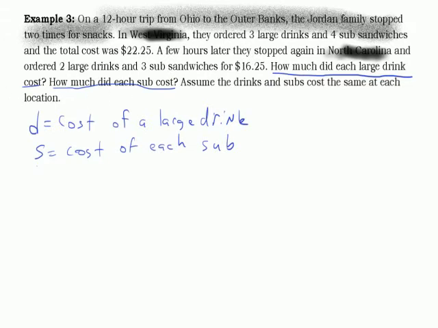What you want to focus on is what played a role in this first stop, what played a role in this second stop, and what these things mean. So at the first stop, they ordered 3 large drinks, they ordered 4 sub sandwiches, and they cost $22.25. Each drink costs, well, I don't know what it is, but I'm calling it D. So if I'm ordering 3 drinks, each one costs D.